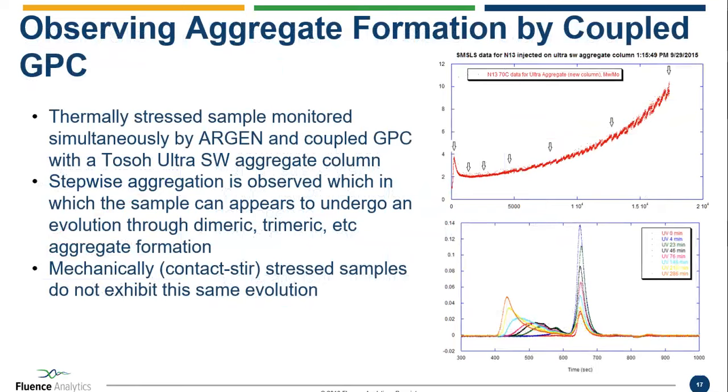And again, just showing the sample here. This is over the course, on the bottom right, of 0 to 286 minutes. You can see the loss of that monomeric peak with the buildup of aggregates there. And again, just to reiterate this, under the contact stir mechanical stress, we don't see that same process occurring. We just simply don't see these dimers, trimers forming.